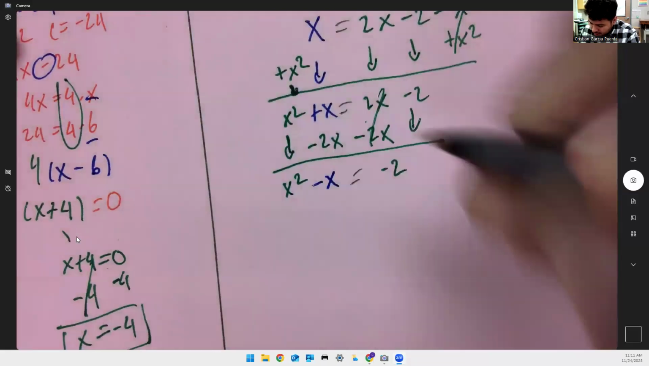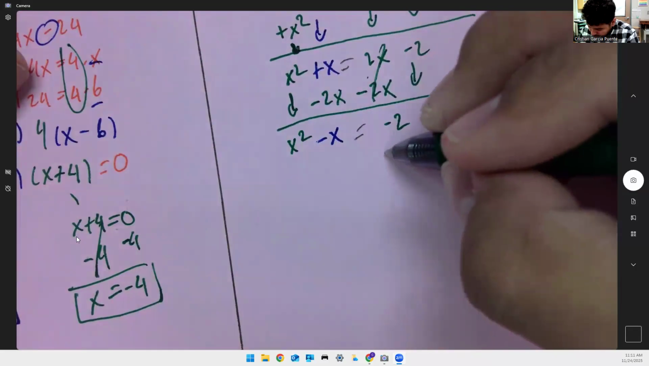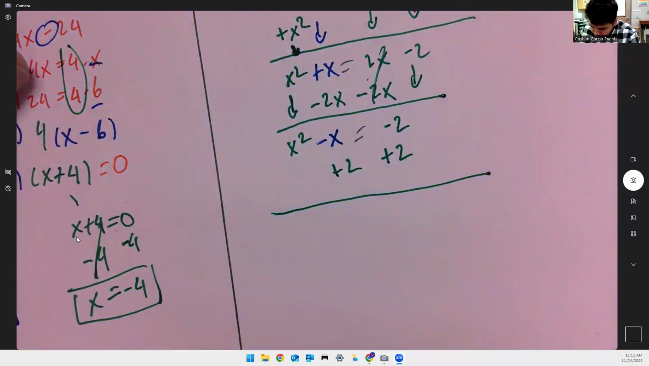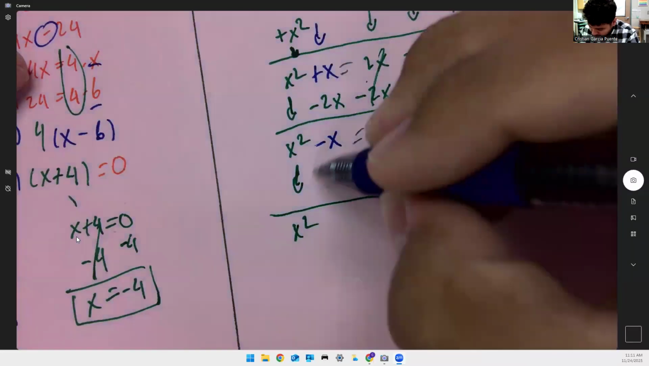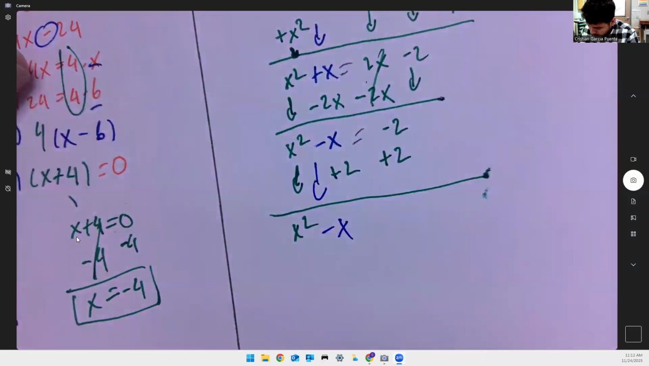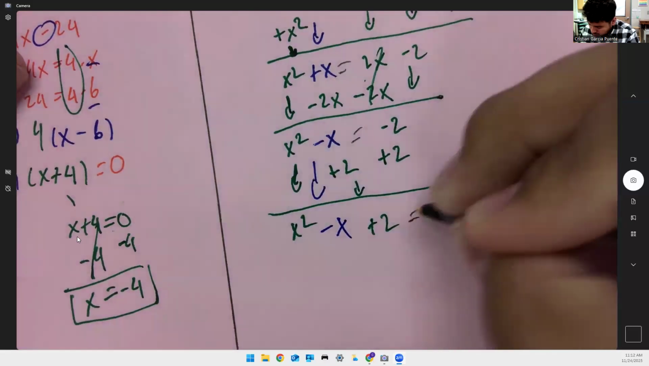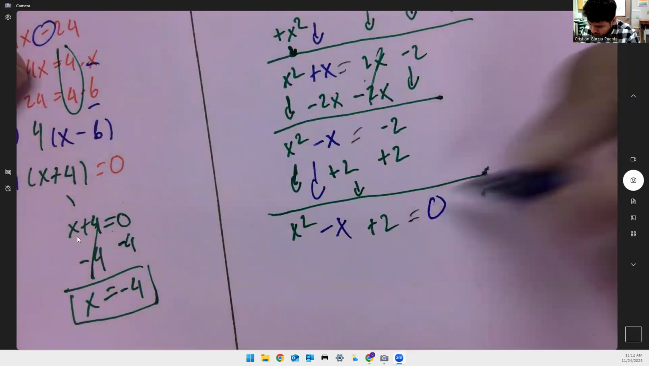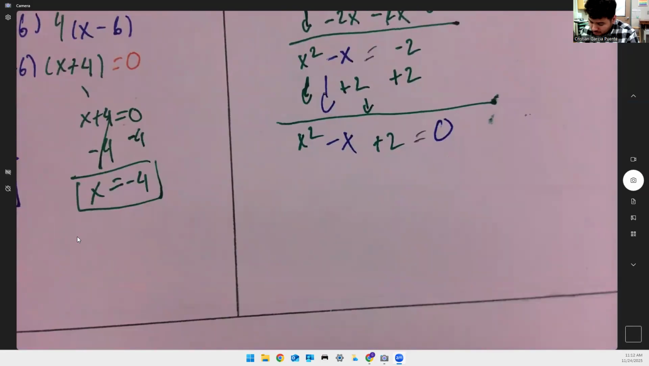Now, how do you get rid of that negative 2? You add 2. So you go plus 2 on both sides. So the x squared is going to drop. Negative x is going to drop. And positive 2 is going to drop. And that's going to be equal to 0. And now you will do your ABC and factor for this problem.